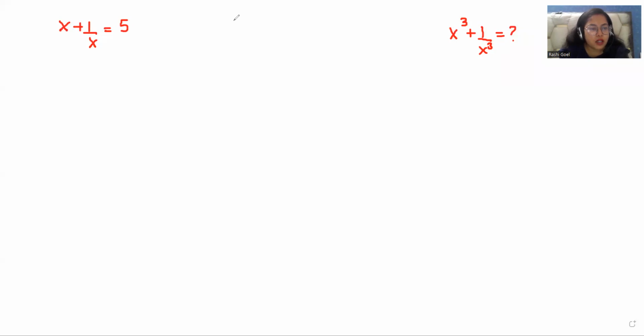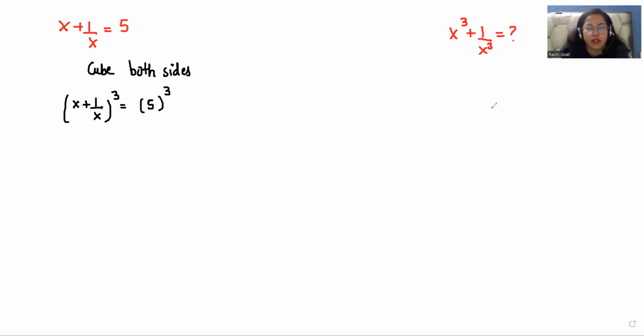So as we can see, x plus 1 over x is given and we have to find x cube. So that means we have to do the cube. So cube both sides. So the equation looks like x plus 1 over x whole cube is equal to 5 cube.